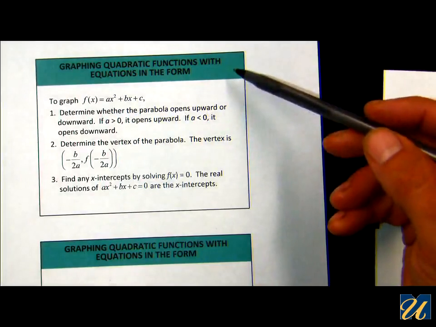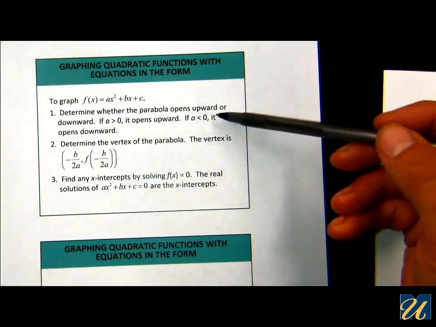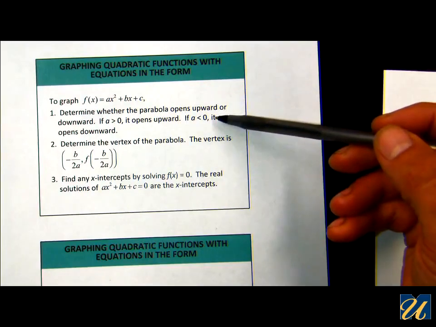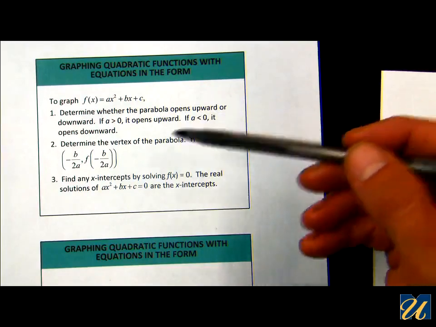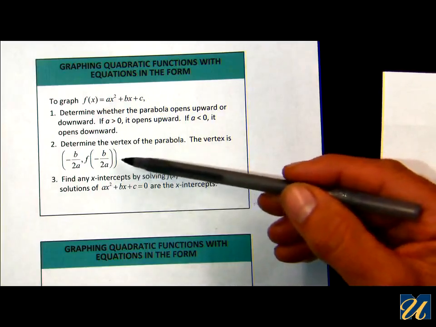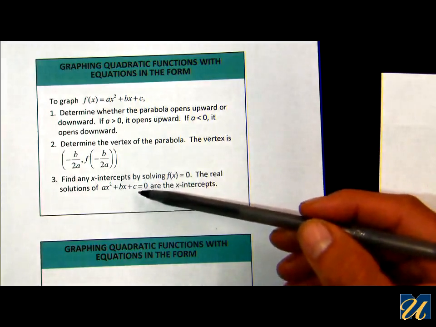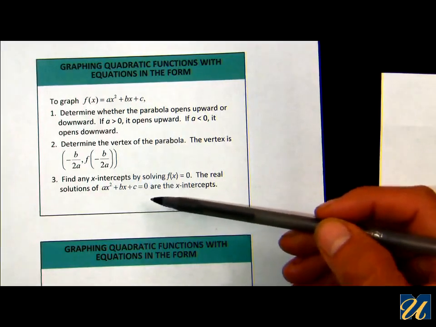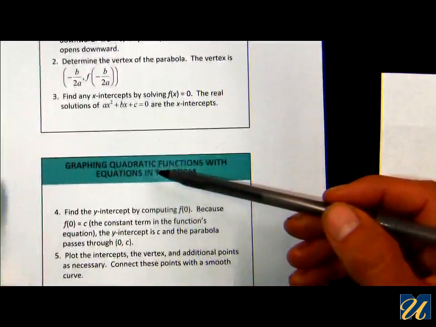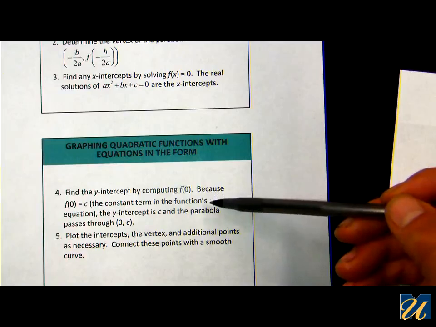Graphing quadratic functions with equations in the general form. So, as before, we'll determine its shape, whether it smiles or frowns. We'll get the most important point by this new formula. It's called the vertex formula. And then also, as before, we'll find the x-intercept, and a little bit further down, we'll also get the y-intercept by letting the x value be 0.